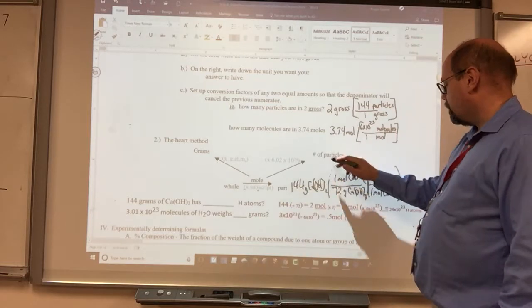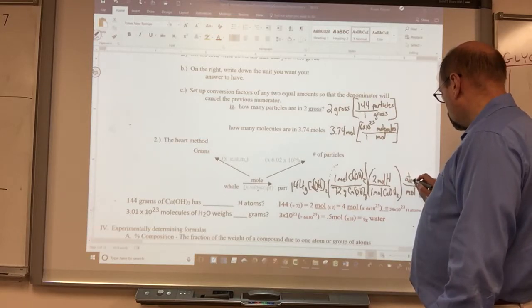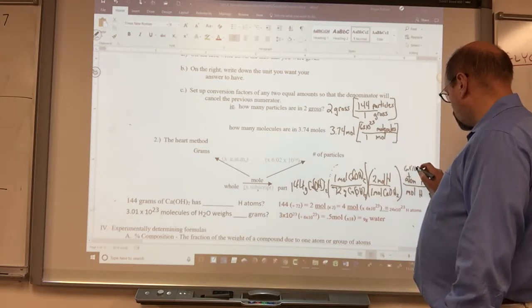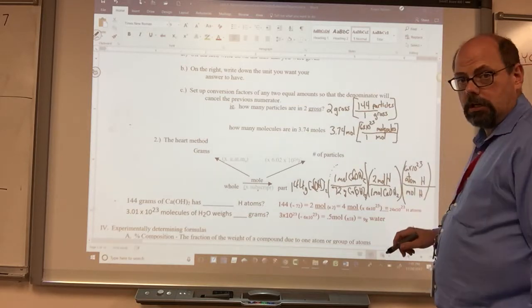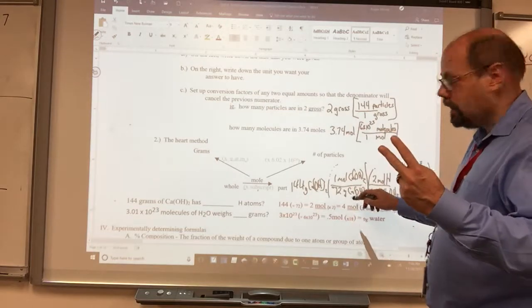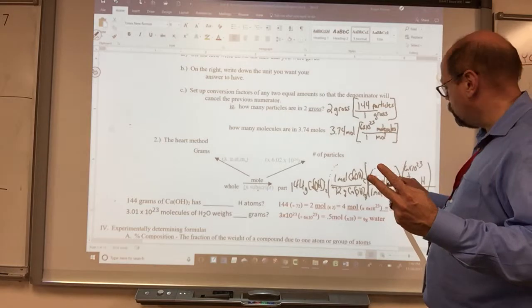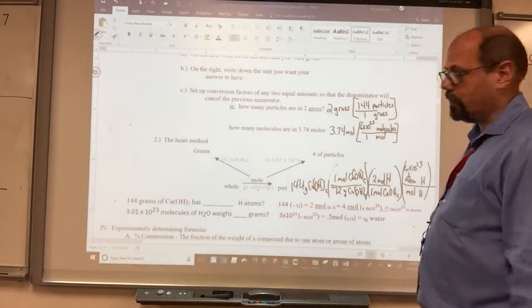I would have had to come up here to particles, and so I would have still had to change this from moles of H into number of atoms of H. And of course, that's 6 times 10 to the 23rd atoms of H. So what would have happened is 144 divided by 72, which is 2. Then I'll take that times 2, because there's 2 H's for every CaOH2. And then that would have been 4. 4 times 6 times 10 to the 23rd is 24 times 10 to the 23rd.